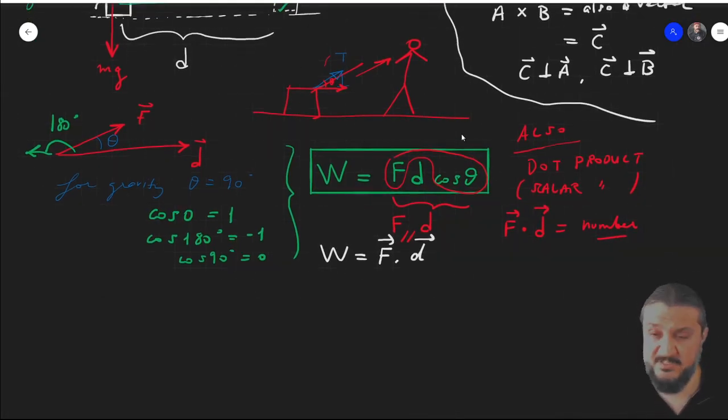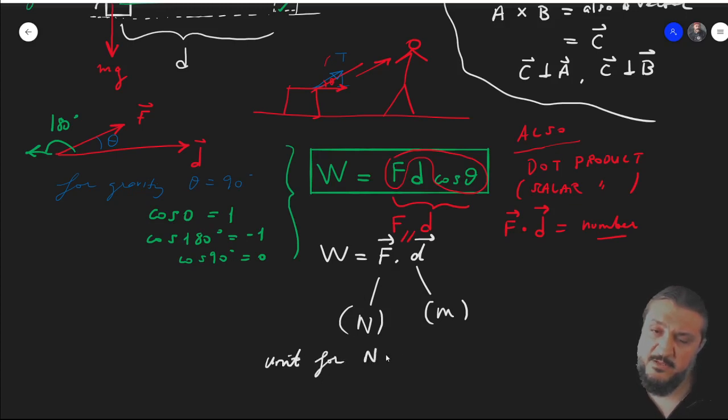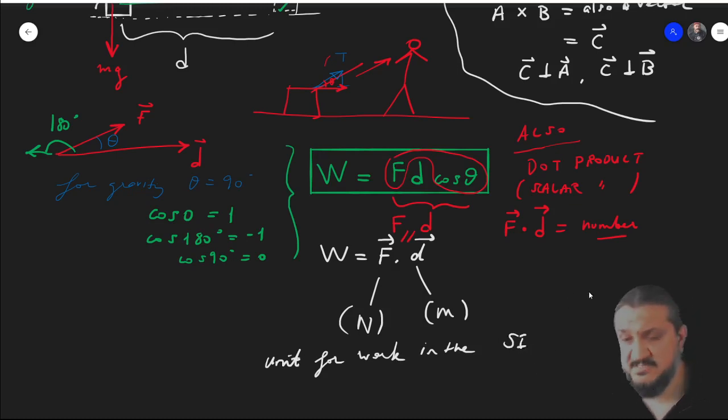F is measured in newtons, and D is in meters. These are the standard units, okay? So Newton meter is the unit for work. But we don't call it Newton meter. There's another name for it. So the unit for work in the SI, Standard International Unit System, is joules.